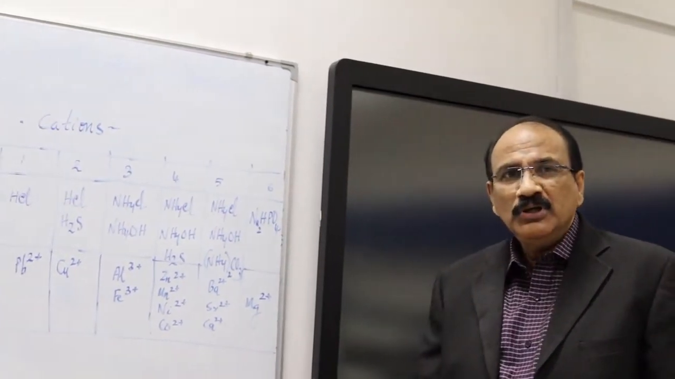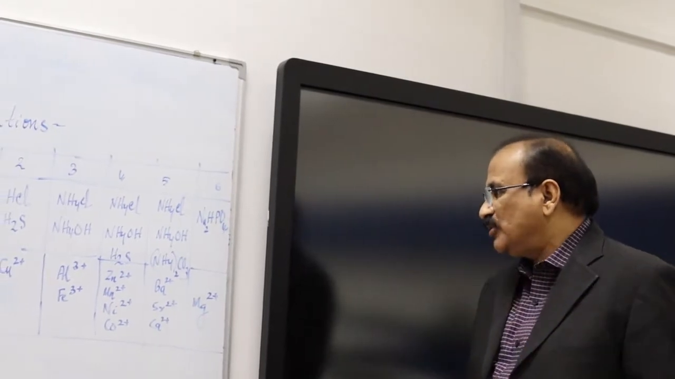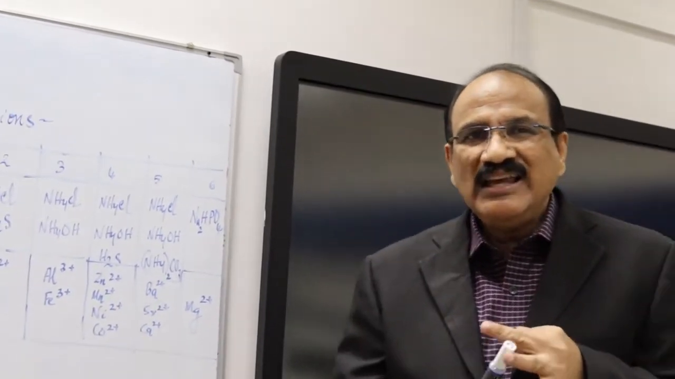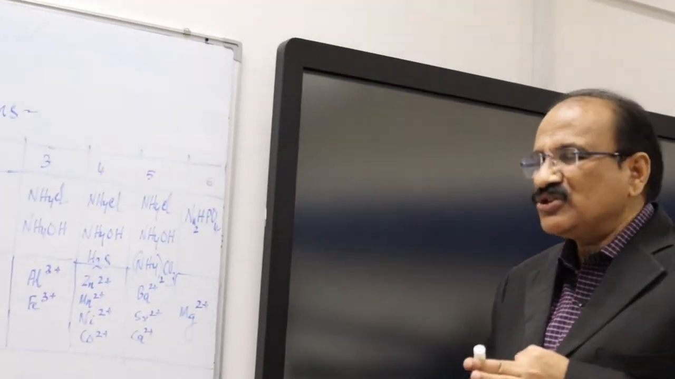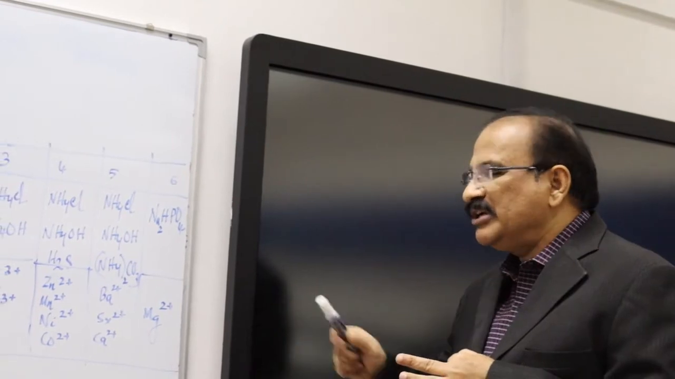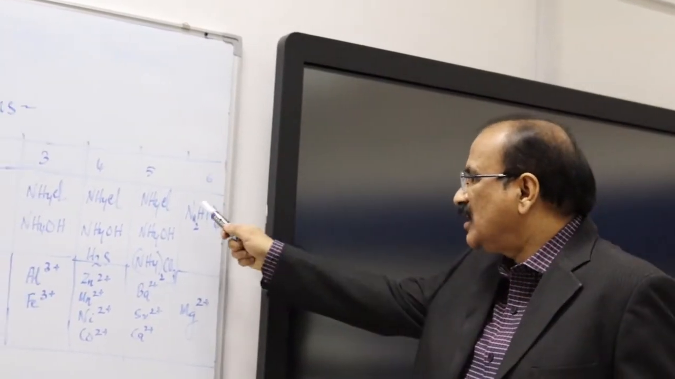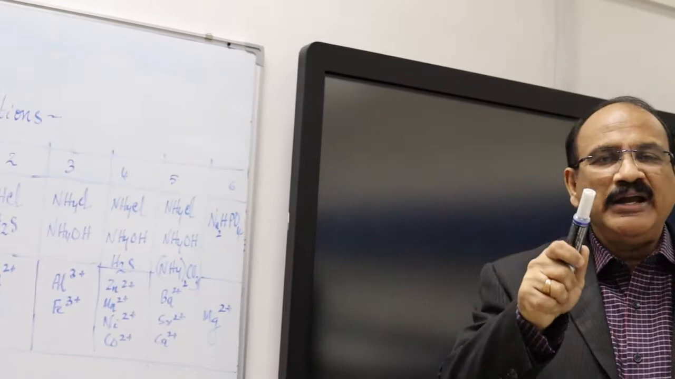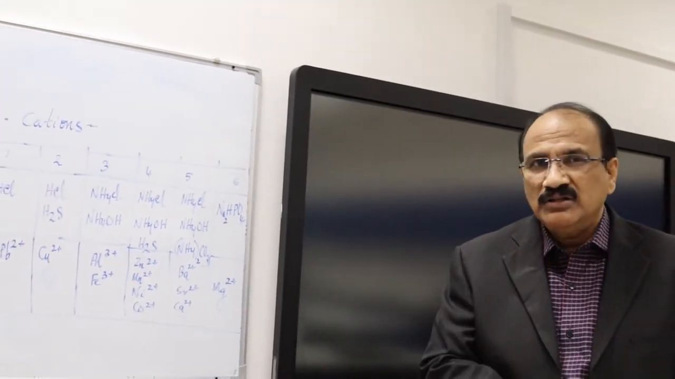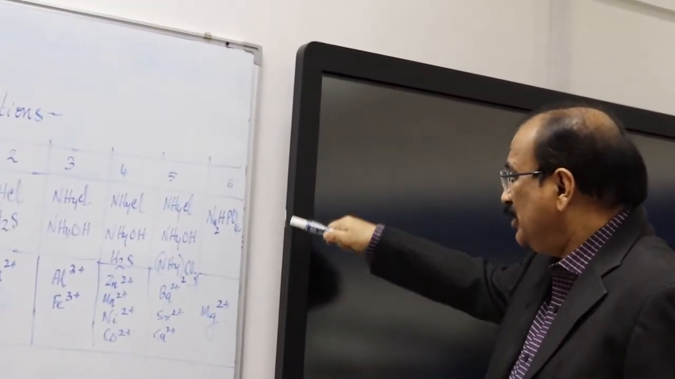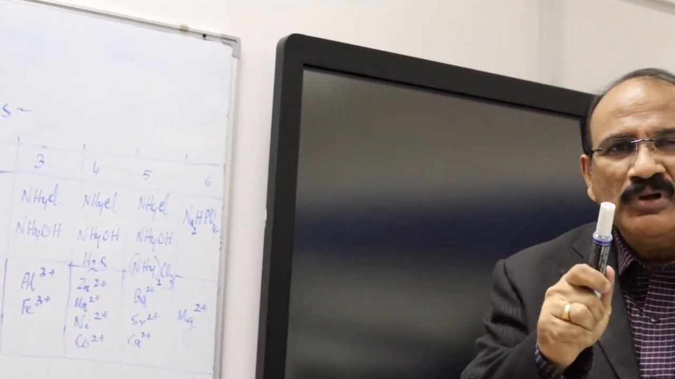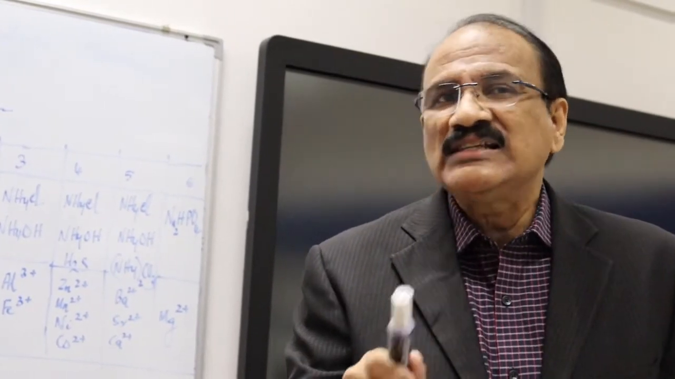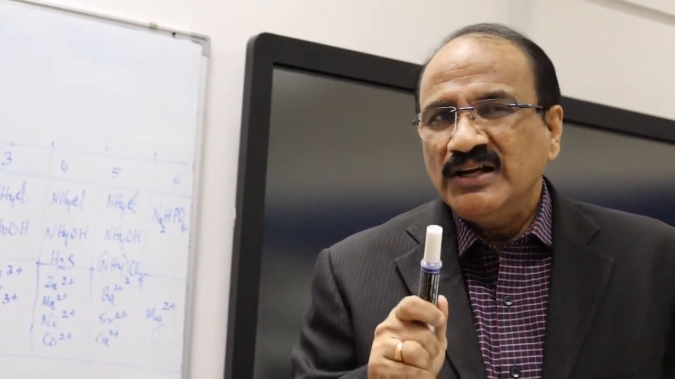Next is fifth group. In fifth group, we have 3 cations, Ba2+, Ca2+, and Sr2+. Sr2+ is strontium. Barium, strontium, and calcium. The reagents are ammonium chloride, ammonium hydroxide, and ammonium carbonate. And sixth group, the cation is Mg2+, and we will use disodium hydrogen phosphate as the reagent. The group reagent is disodium hydrogen phosphate.